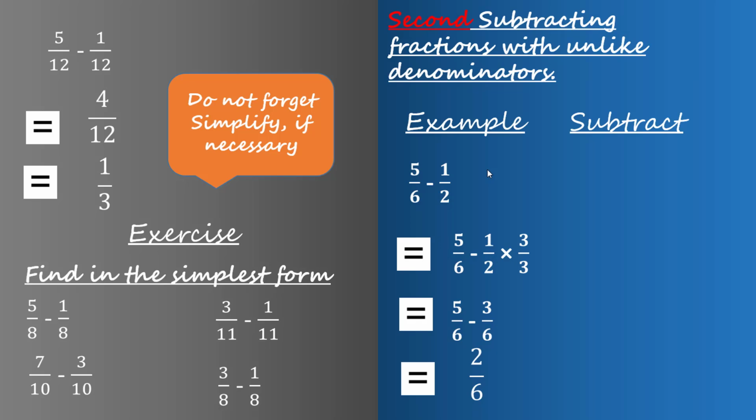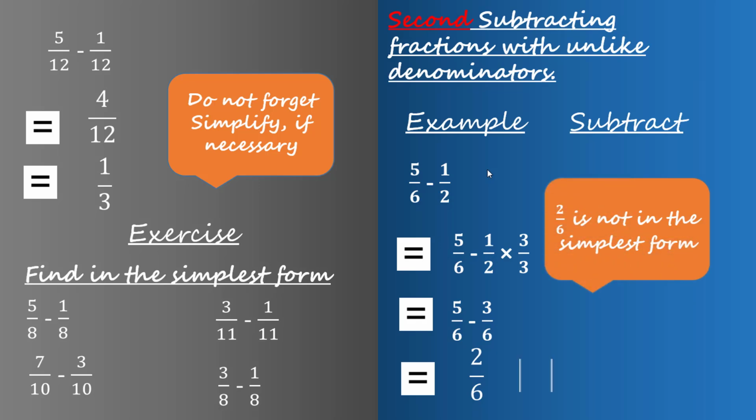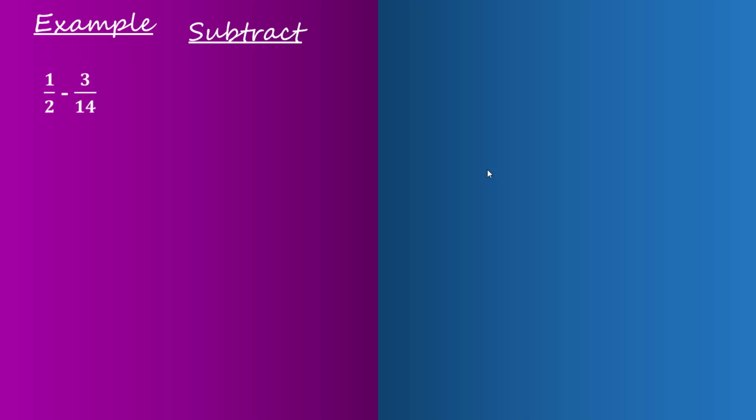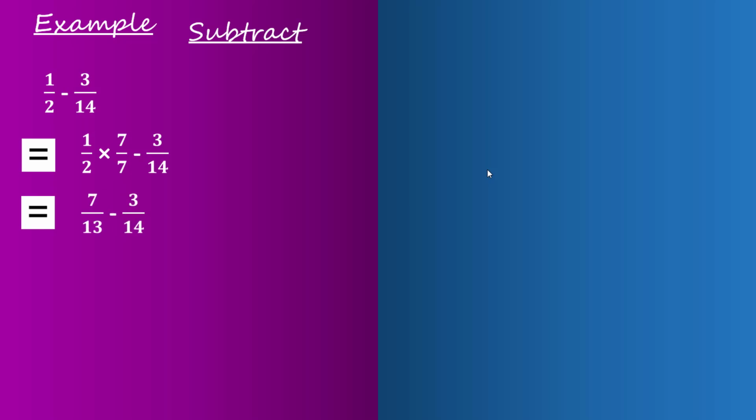Two over 6 is not in the simplest form. We can divide by 2. So don't forget to simplify. So it will be 1 over 3. Another example. We have here 1 over 2 minus 3 over 14. We can here find the equivalent fraction of 1/2. It's very easy. So it will be 7 over 14 minus 3 over 14. 7 minus 3, it will be 4 over 14. Sorry for this.